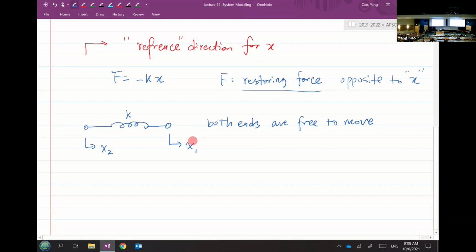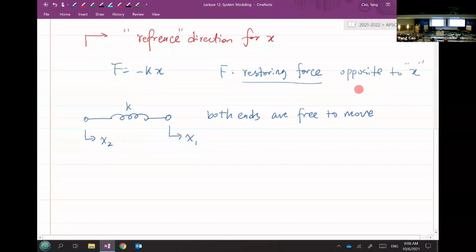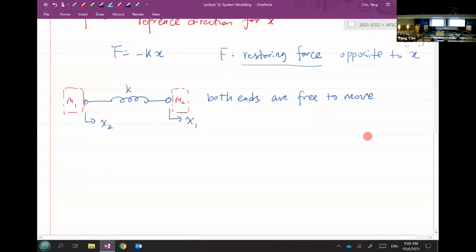How they actually go, we don't know. It really depends on the motion. But in your mind, you should know it's allowed to move in both directions. Then you can certainly attach a mass to either side of the spring. Say you can attach M1 and M2, two masses attached to the ends of the spring.